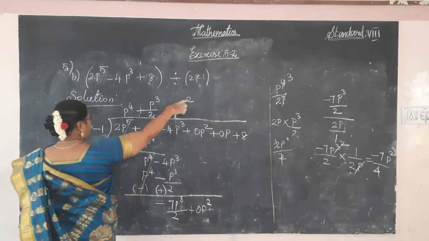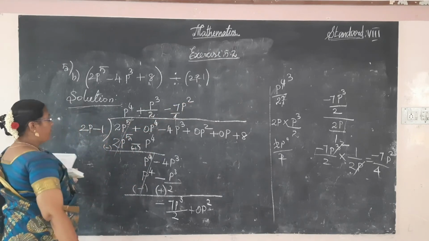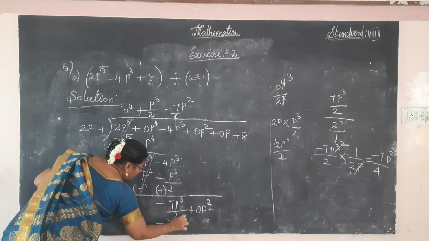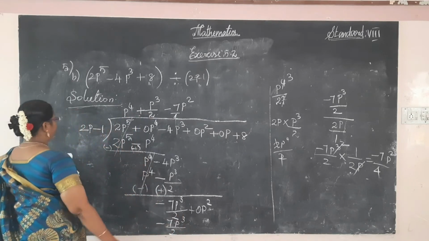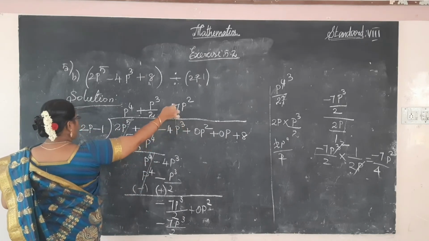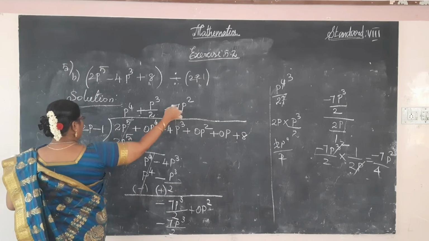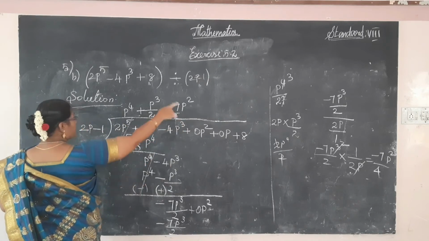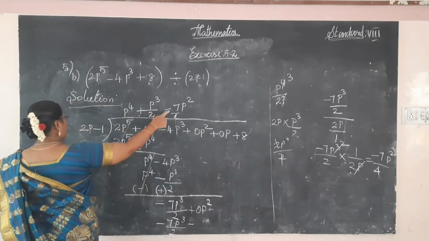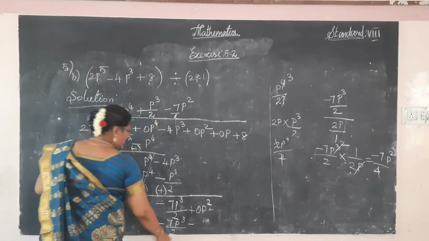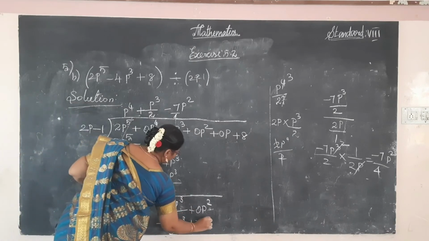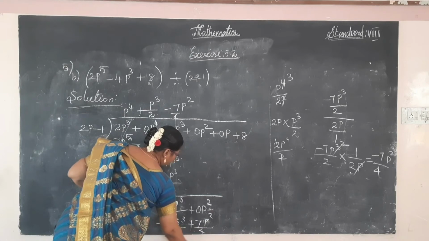Now multiply the quotient value by each term of the divisor. Multiply, what we get? Minus 7p power 3 by 2. So 2 cancels 2, so the numerator has minus 7. So minus 7 by 2, p into p square is p power 3. Minus into minus, plus 7p square by 4.